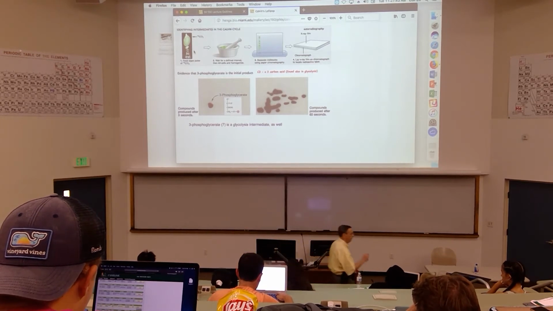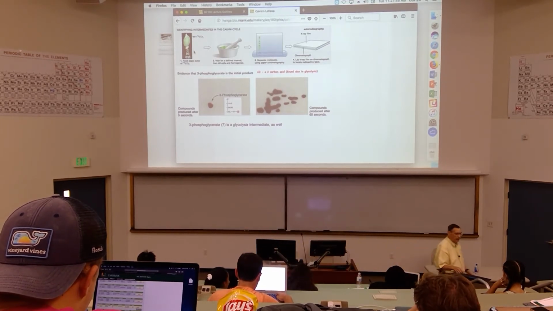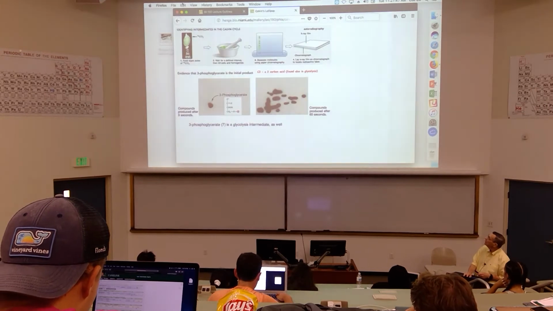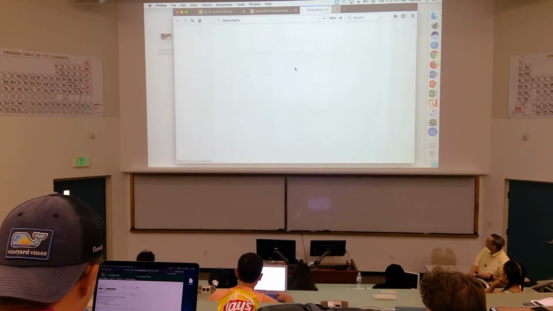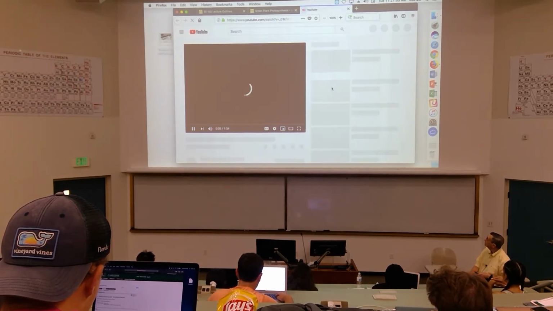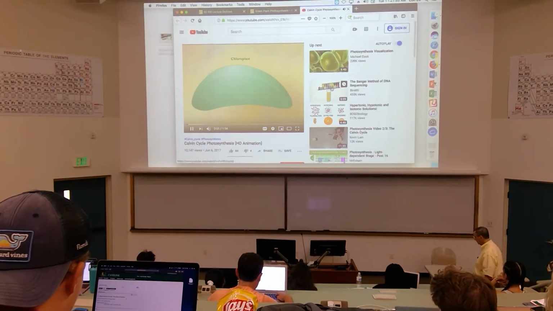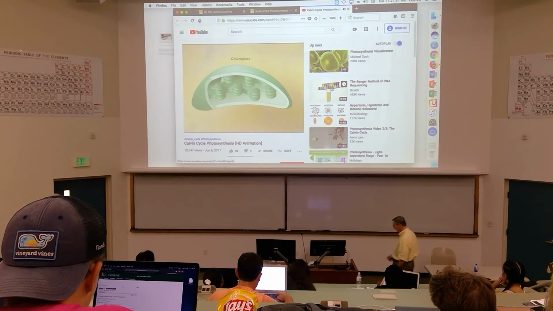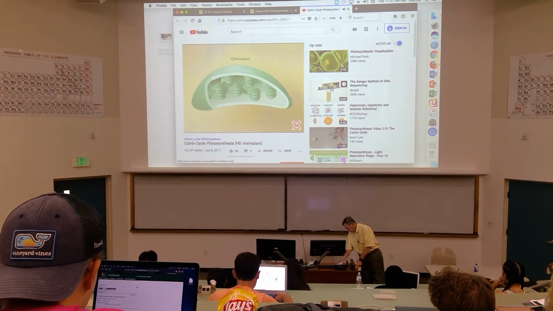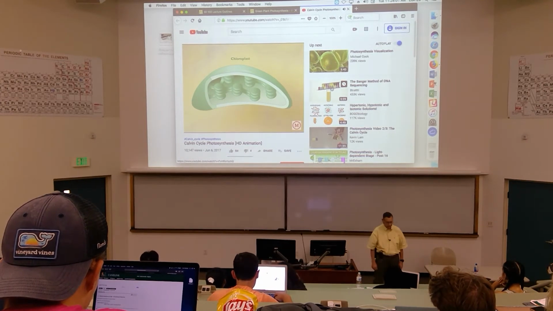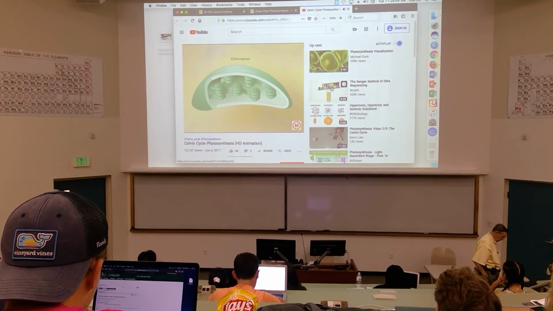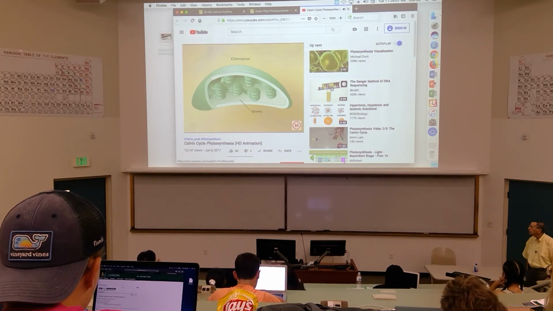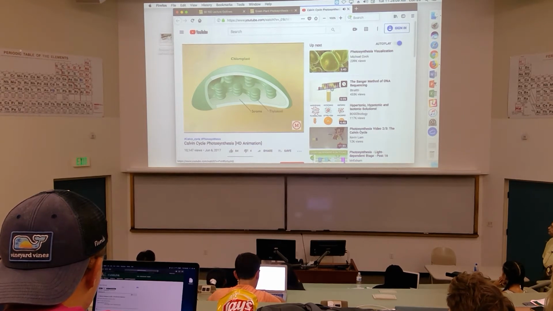Keep that in mind. It will become important in just a second when we look at some other things in the process. Now, the Calvin cycle is a series of reactions that results in conversion of carbon dioxide into the organic molecules needed to build new cells. It occurs in the stroma, which is the area of the chloroplast surrounding the thylakoid membrane.